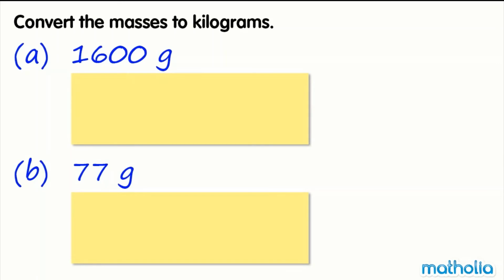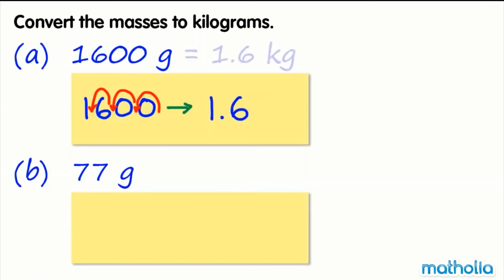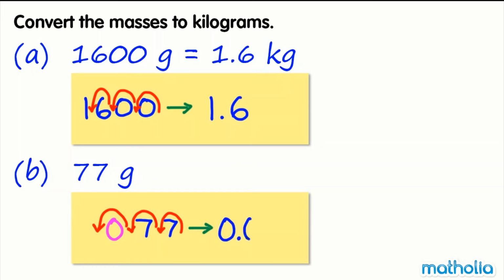Convert the masses to kilograms. A. 1600 grams. We need to divide by 1000. Let's do this by shifting the decimal point 3 places to the left. 1600 grams equals 1.6 kilograms. B. 77 grams. Shifting the decimal point 3 places to the left gives us 0.077. So 77 grams equals 0.077 kilograms.